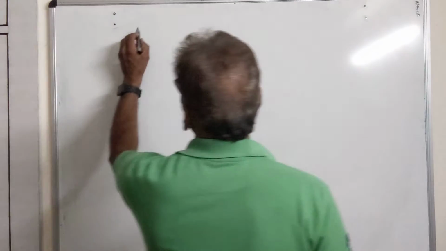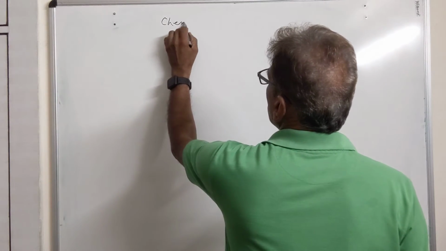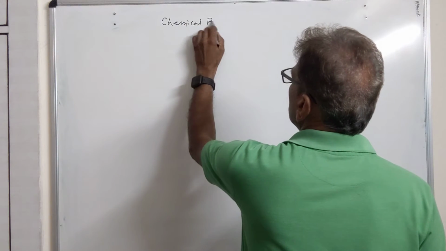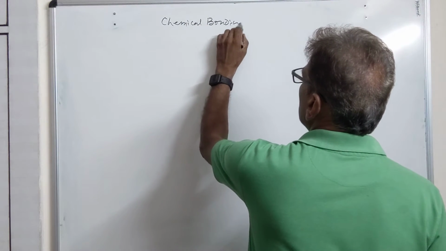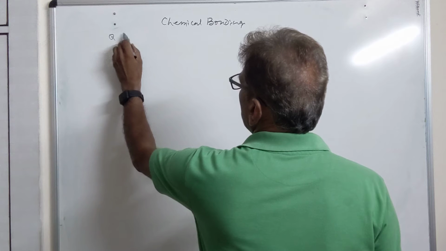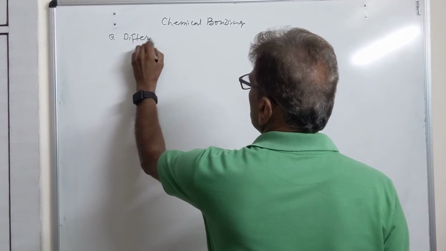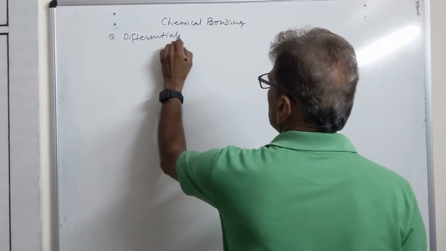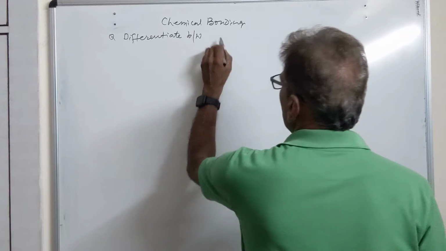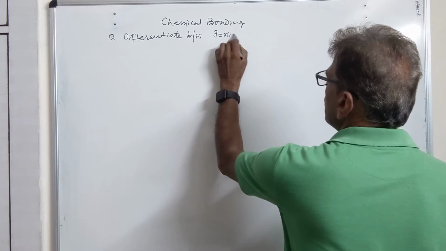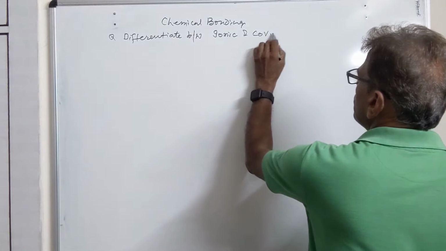So we are continuing with chemical bonding. Our next topic is the difference between ionic and covalent bond. So we are in the chemical bonding. Question is difference between ionic and covalent bond.